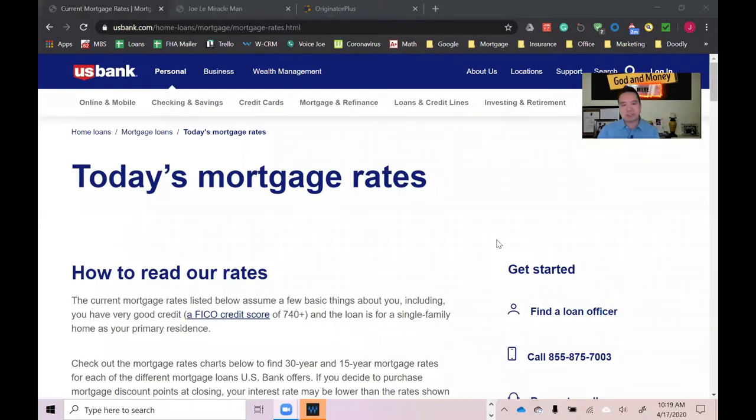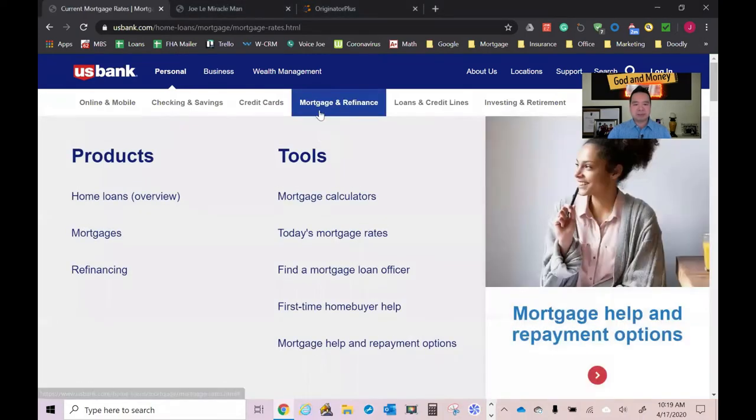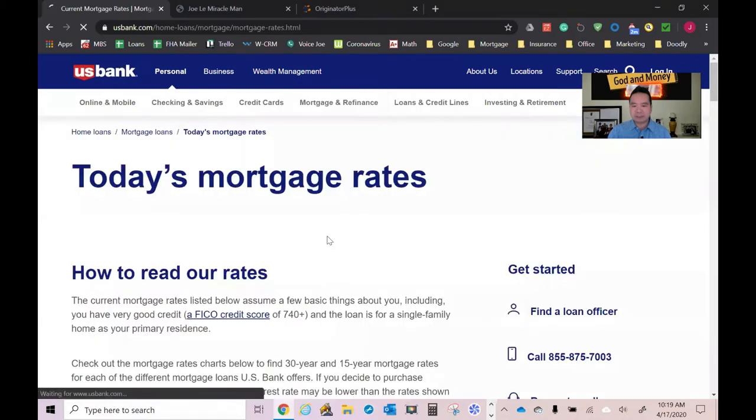Okay, so first, I want to look at a competitor. I have US Bank here. You can certainly go to any bank online, and they usually post interest rates. Here, you would click on mortgage and refinance, today's mortgage rates. Just lately, there's been a lot of volatility in these numbers, and I'll go into that a little bit first. But here's what you want to look for.